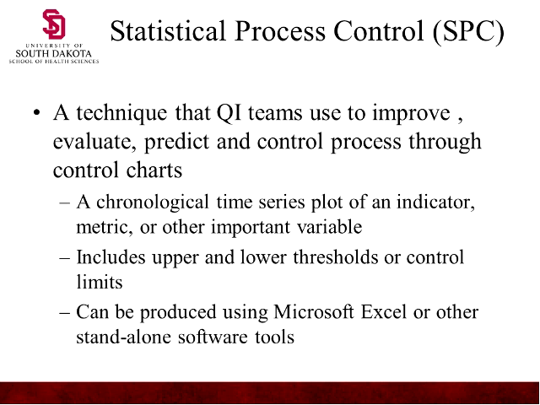Now we talk about statistical process control, SPC. It's a technique that QI teams use to evaluate, predict, or control their processes. They do that through control charts. That's really a chronological time series where we plot our rates, indicators, metrics, or other important variables over a period of time. It includes an upper and a lower threshold that say, okay, this is way out or this is way in, if you will. We could do that using Microsoft Excel or a lot of other standalone software tools. It doesn't have to be too statistically sophisticated.